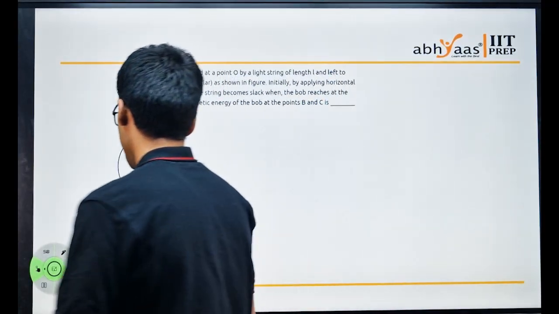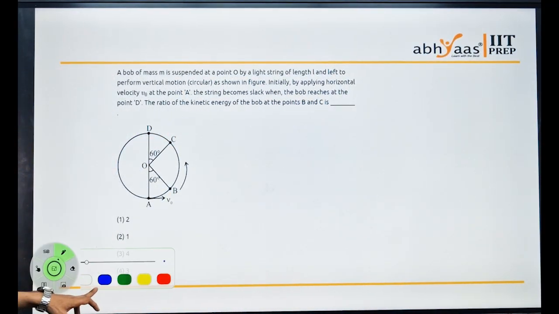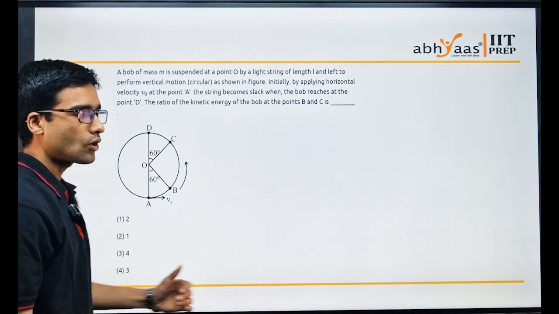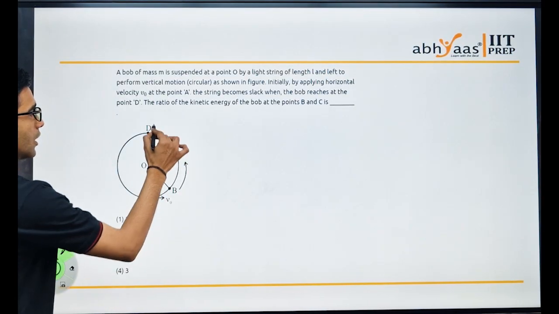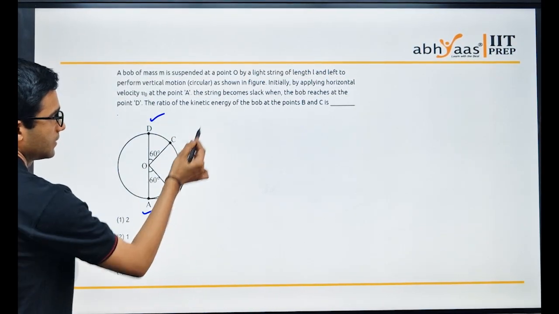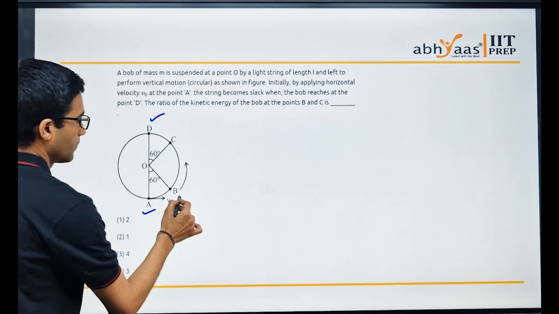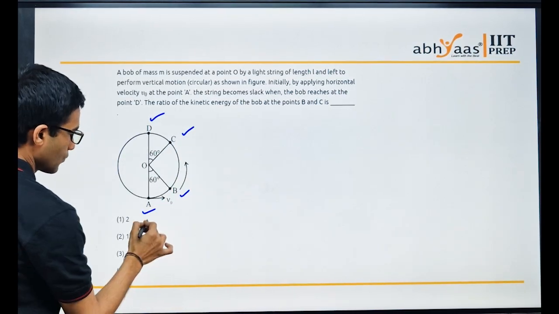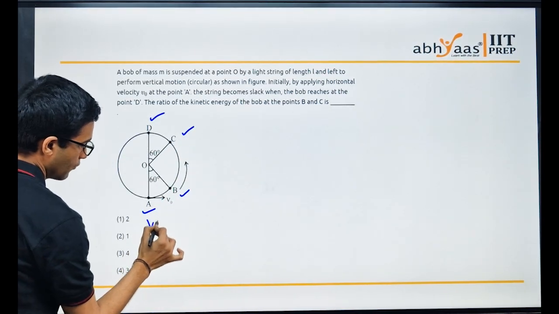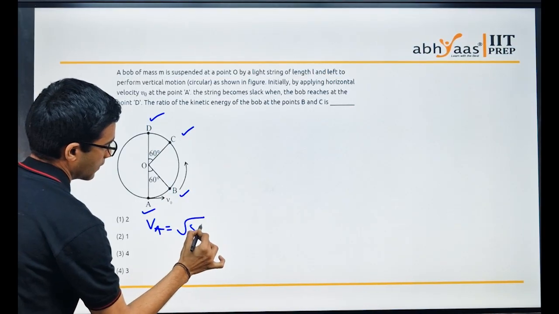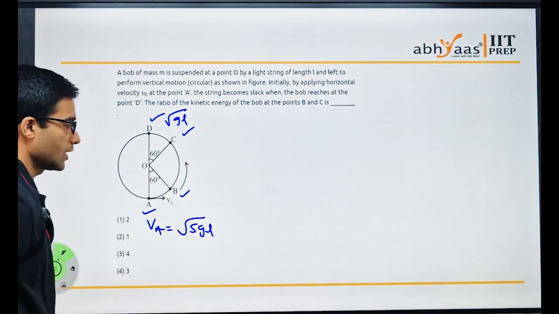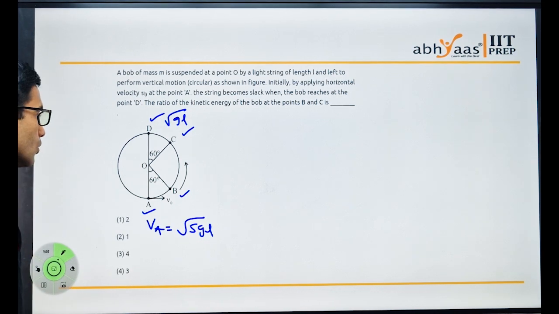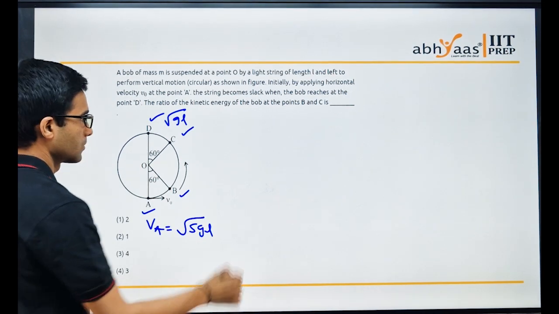In this, before going to this one, you need to know what is the velocity values at this point A and point D, and he is asking the kinetic energy of the bob at B and C. So for this one, velocity at this point Va is equal to root 5 GL. Okay, next here at this one, root GL. So what I'll do, first I'll try to calculate the kinetic energy at this B point.